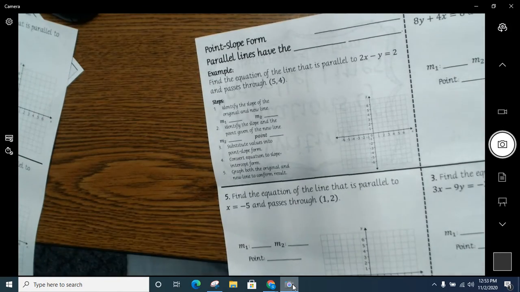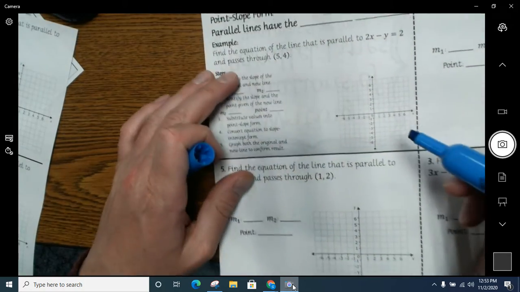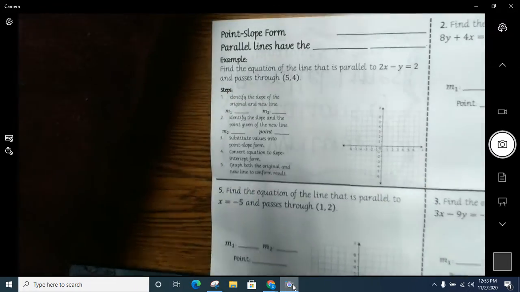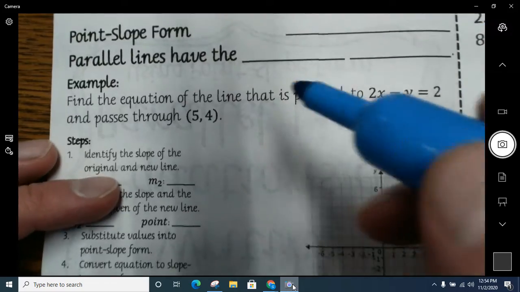So, wrong marker here. My bad. Oh, I swear I saw a blue marker. There he is. All right, so point slope form. See if I can fix this camera a little bit nicer. Oh, that's beautiful.